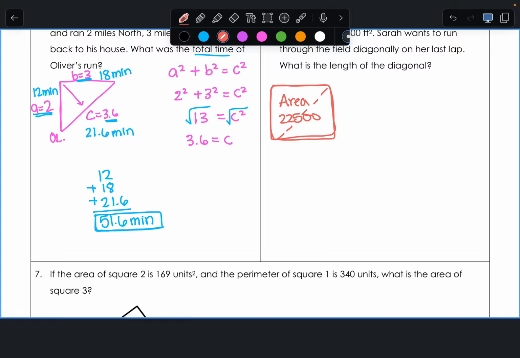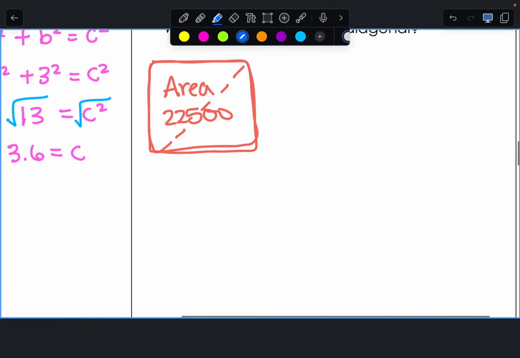All right. She wants to run through the field diagonally. She wants to cut across on her last lap. What is the length of the diagonal? Well, if you look at that, the way you do that, right? You have a right triangle inside.